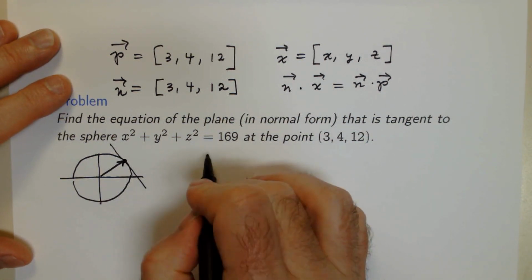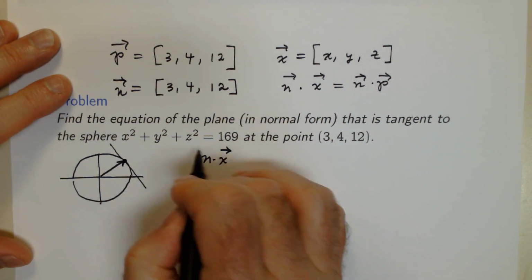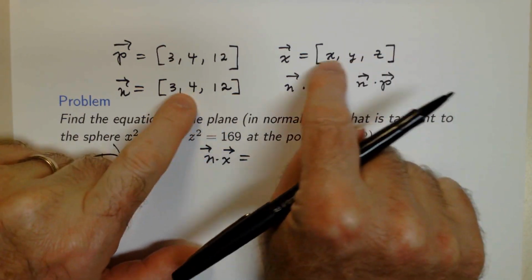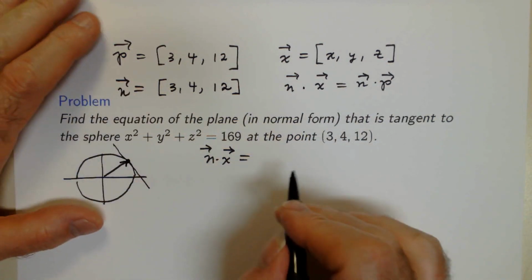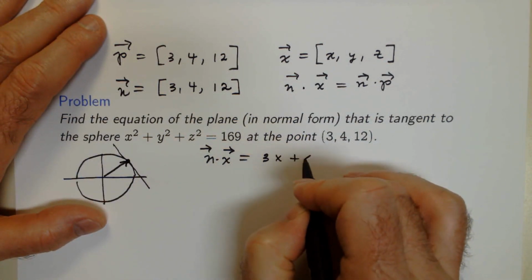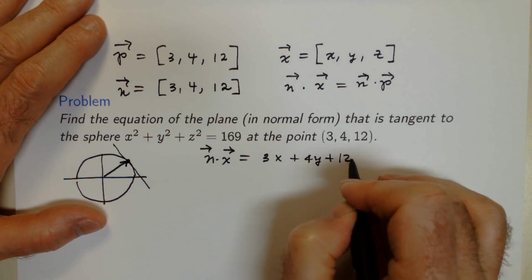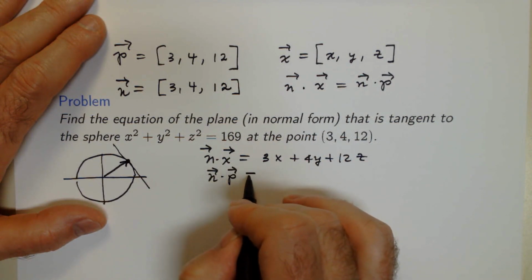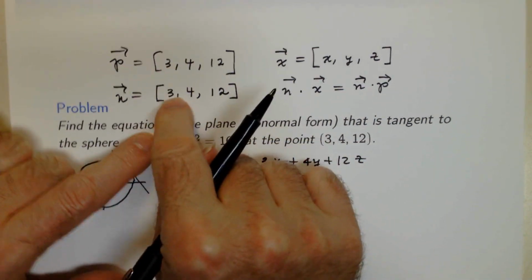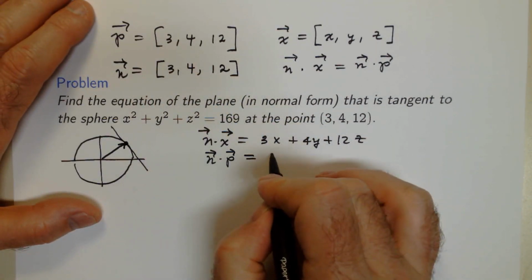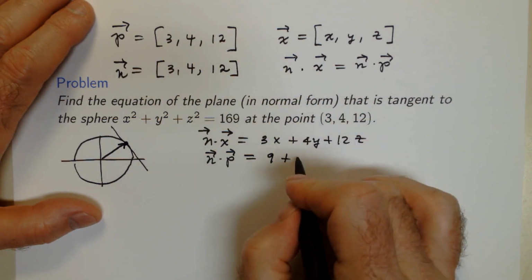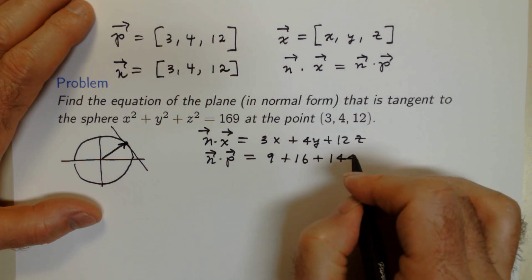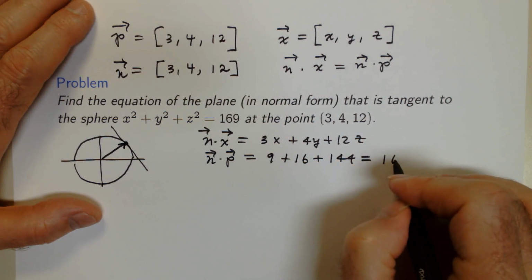So let's do that here. So n dotted with x is going to be what I get when I take the dot product with these two vectors, n and x. So we're going to get 3x plus 4y plus 12z. And when I do n dotted with p, we're going to get the dot product of these two vectors. So we'll get 9, 16, and 144. And that's going to be 169.